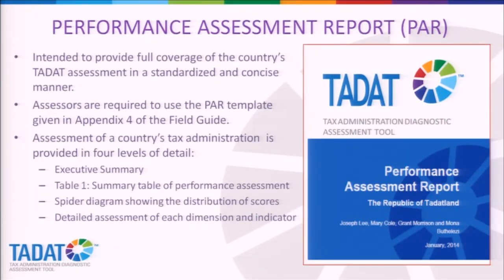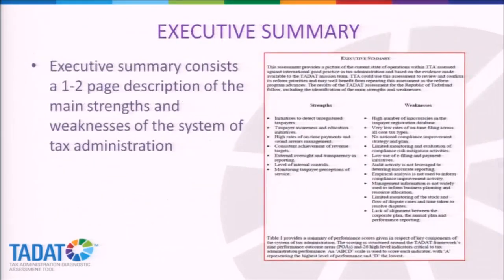Now, there's an executive summary. There is a table 1, which is a summary table of the performance assessment. Then there's a spider diagram, which shows the distribution of the scores. And finally, there's a detailed assessment of each dimension and indicator. So let's go to the executive summary first. See, the executive summary looks like this on the right of the screen.